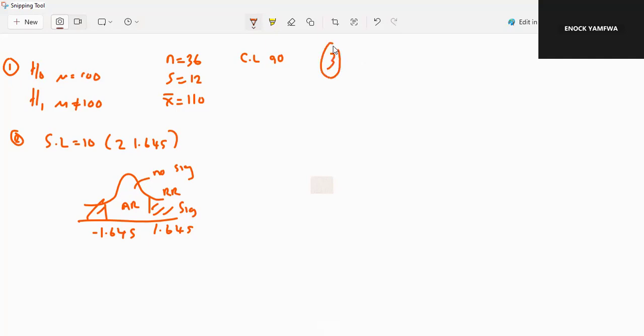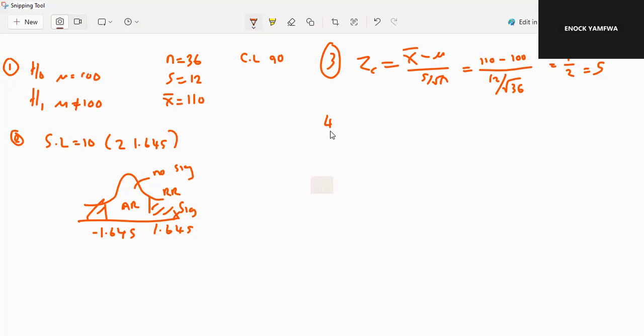So Z calculated is given by X bar minus mu over the standard error, which is the standard deviation over the square root of n. Our mean we are trying to test is 110. Is it different from the original, which is 100? Our standard deviation is 12, over the square root of n, which is 36. The square root of 36 is 6. 12 over 6 is 2. 110 minus 100 is 10, over 2. We get 5. So where is the 5? It is somewhere here in the shaded region.